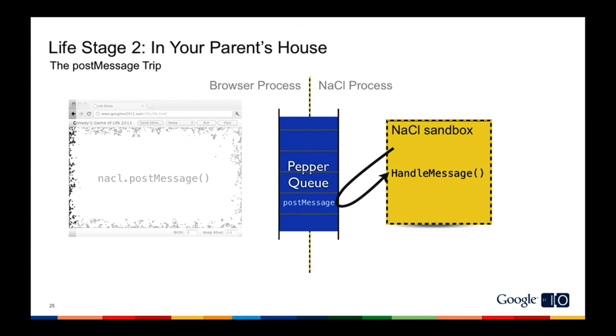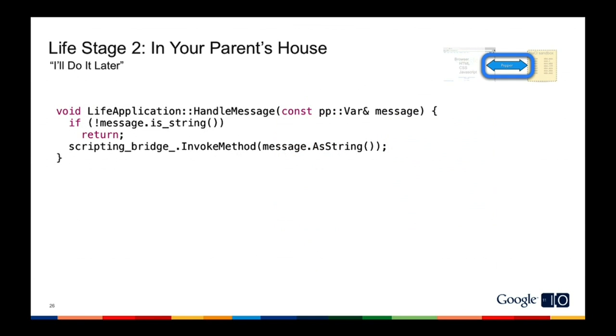Then later on, the NACL sandbox, which is running, picks that post message up with its data and calls handle message inside of the Pepper API. So the Pepper API is something that I have to implement. It's a bunch of known call points inside my C++ code. And I then am responsible for implementing handle message, picking up that string and parsing it and doing whatever. And we'll see how that works.